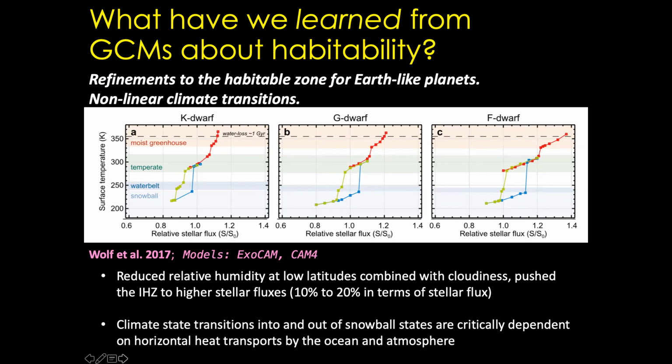Likewise, towards the outer edge, when you get into thinking about snowball planets and water belt states, these are often critically dependent upon heat transports from the ocean and the atmosphere, which can best be captured with a 3-dimensional model.